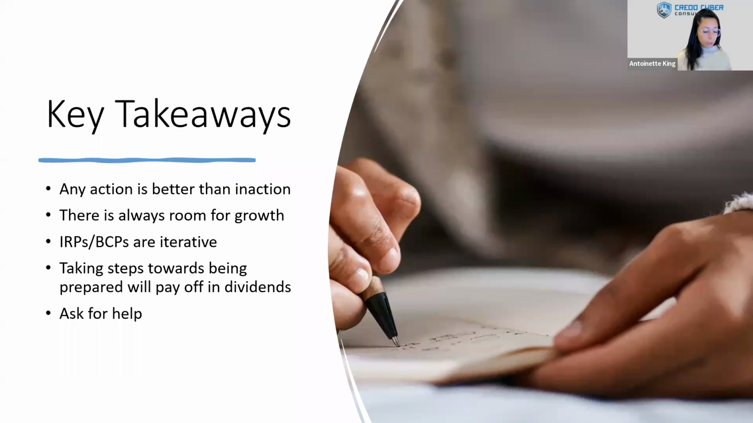And I know that we're all trying to do our sustainable library initiatives, but these are things I think that should be printed and stored somewhere where everyone who potentially could be involved in the incident knows where it is, right? So if the library director is not there on a Saturday, whoever the people are in charge on Saturdays and Sundays, they should know where these plans are, and they should be aware of them and what's in them. And then taking steps towards being prepared will pay off in dividends.